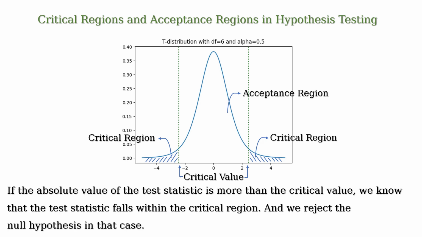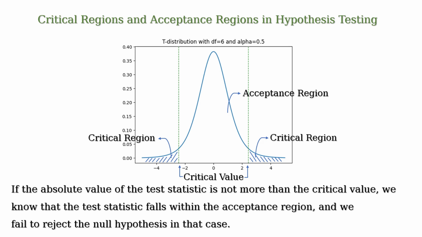If the absolute value of the test statistic is more than the critical value, we know that the test statistic falls within the critical region, and we reject the null hypothesis in that case. If the absolute value of the test statistic is not more than the critical value, we know that the test statistic falls within the acceptance region, and we fail to reject the null hypothesis in that case.